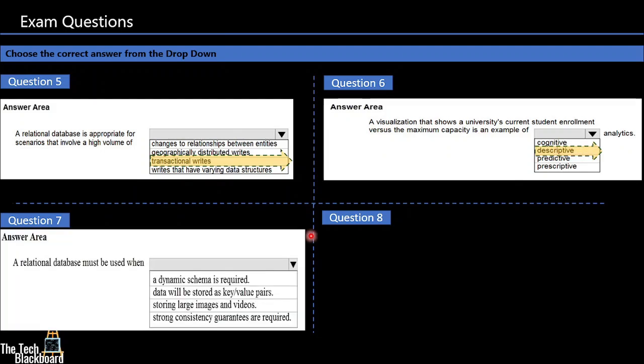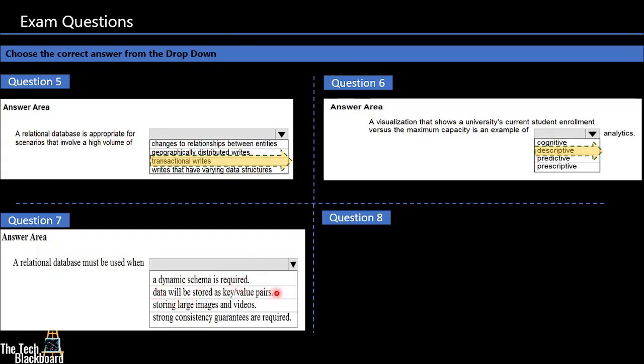Now let's look at the seventh question. It says a relational database must be used when a dynamic schema is required. Data will be stored as key value pairs, storing large amount of images and videos. The fourth option is strong consistency guarantees are required. Of course, again, this is relational database. This is very important and you have to keep these keywords in mind whenever you are answering any question. A relational database does not support dynamic schema. This is an attribute for non-relational databases.